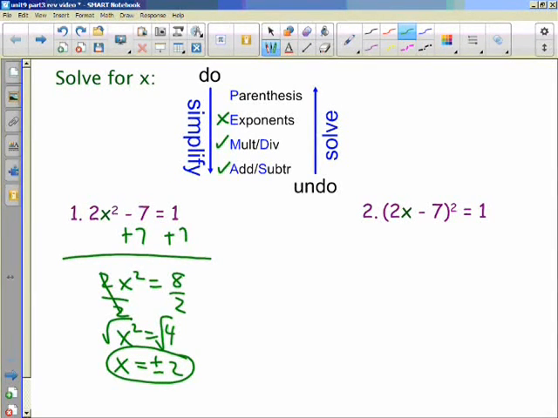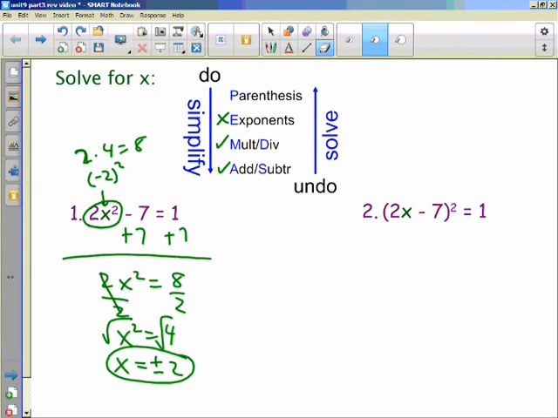If we go back and check our values here, if you take 2 or negative 2, I'll put negative 2 here. Negative 2 squared would equal 4. 2 times 4 is going to equal 8. And then 8 minus 7 would equal 1. So 2 and negative 2 work here.